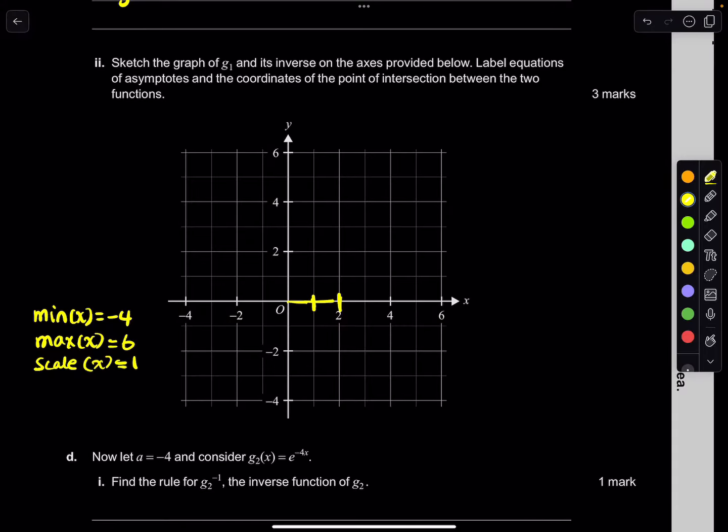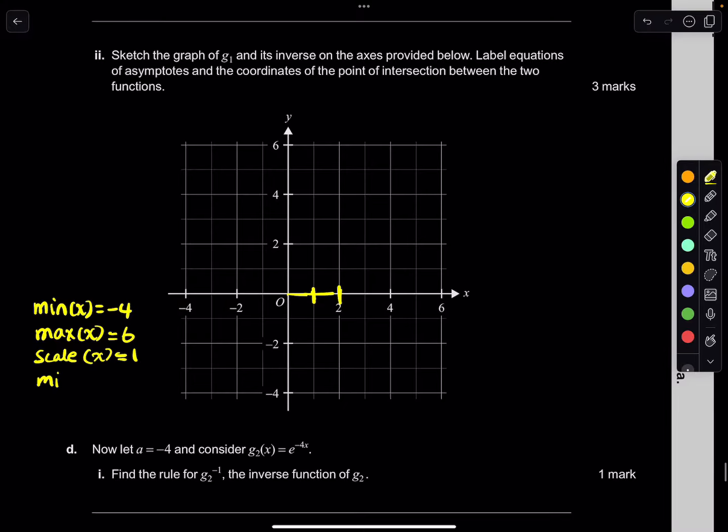And we do that for y too. The minimum for y, the lowest for y, is -4. The maximum for y is 6. And the scale for y is also going by 1. And this is what we're going to need. This is so good, because what we can do now is come to our CAS.